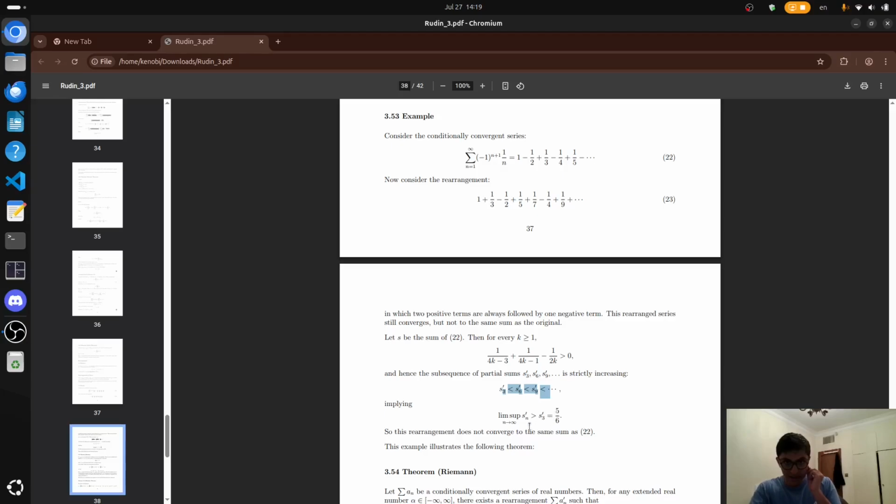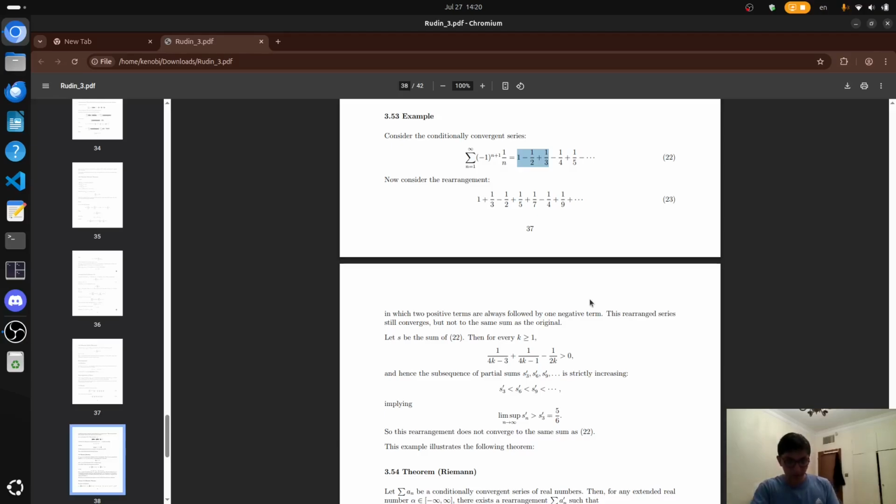And that means the lim sup of this is going to be greater than S3, which is equal to 5/6. But notice here, if you take these terms over here, it's going to be 5/6, and this is going to be less than 5/6. So one is greater than 5/6, the other one is less than 5/6. So they won't converge to the same thing. So that shows that rearrangements won't always converge to the same thing.